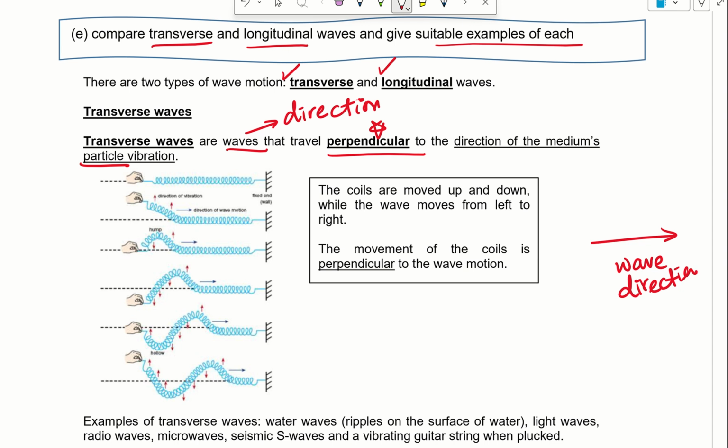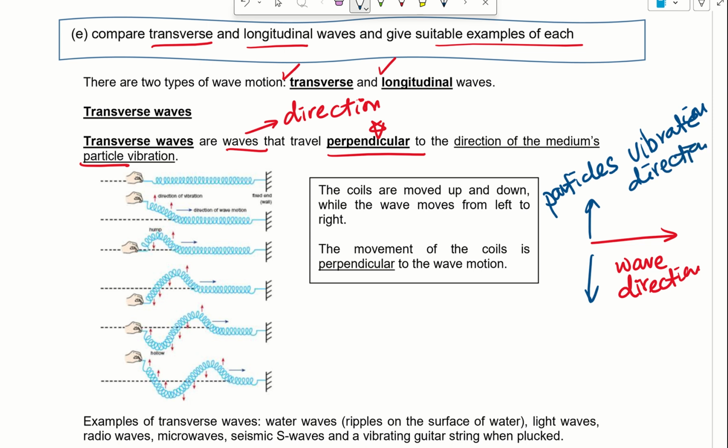Okay, but in order to create a transverse wave, the particles must vibrate in the vibration direction. Okay, so the blue color arrow shows the particles' vibration direction or their movement direction, and it is actually perpendicular to the wave direction. So therefore this is the definition that you need to memorize. Transverse waves are waves that travel perpendicular to the direction of the medium's particle vibration.